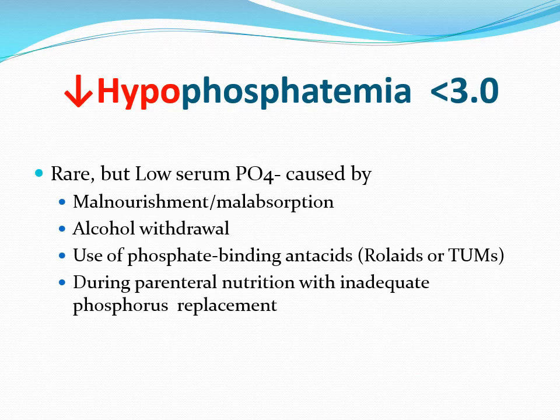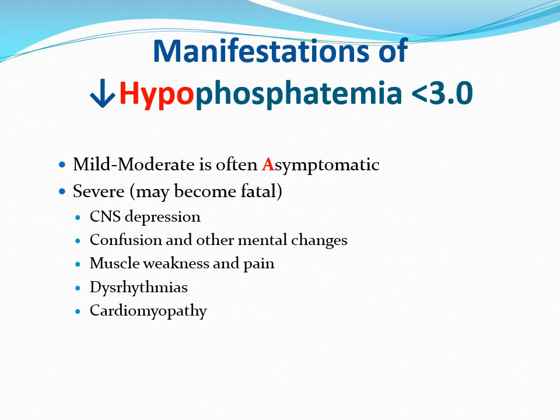Hypophosphatemia. Rare, but low sodium phosphates can be caused by malnourishment, malabsorption, alcohol withdrawal, which is a big one, use of phosphate binding antacids such as Tums, and parenteral nutrition with inadequate phosphorus replacement. Manifestations are usually mild or moderate and often asymptomatic. So we don't usually see this until it's severe, which may become fatal quickly.